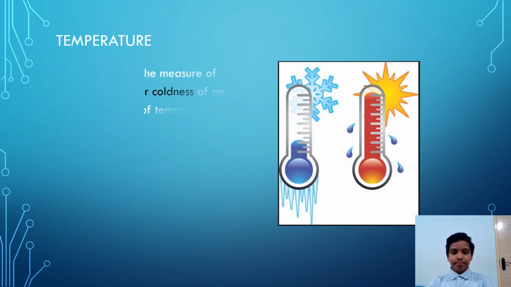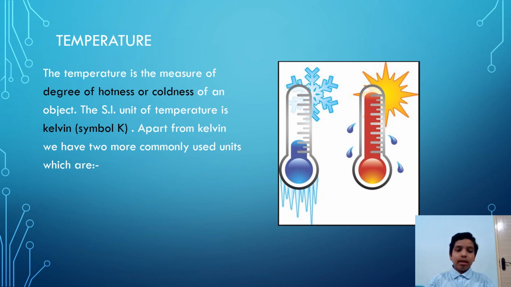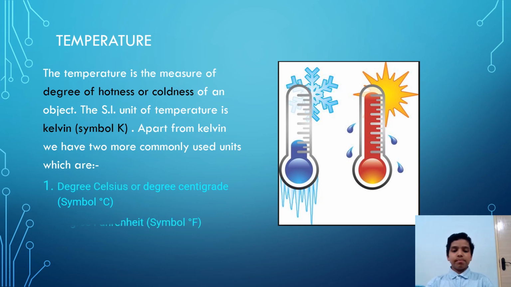Temperature. The temperature is the measure of degree of hotness or coldness of an object. The SI unit of temperature is Kelvin. Apart from Kelvin, we use two commonly used units, and they are degree Celsius or degree centigrade and degree Fahrenheit.